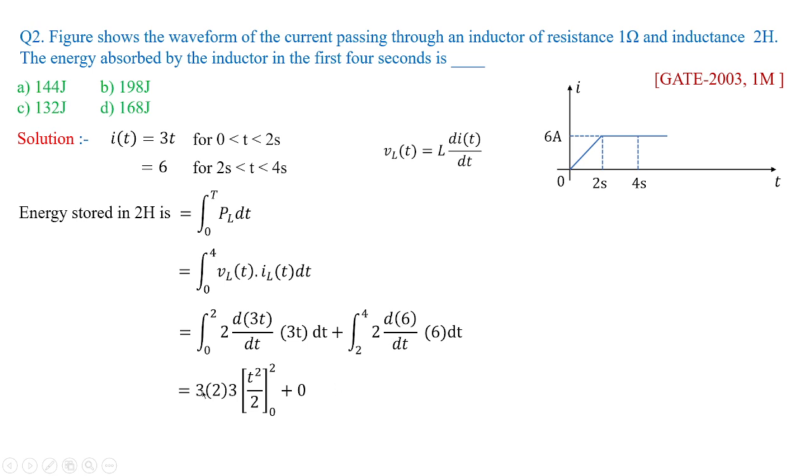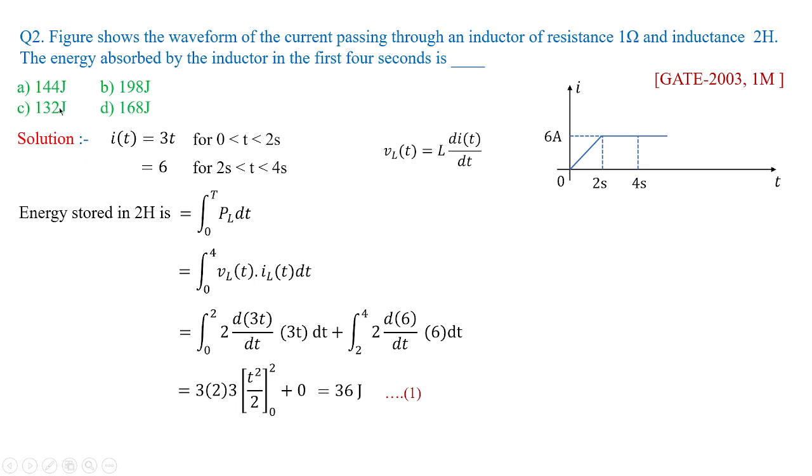Now this becomes 3 into 2, 6 into 3. Now this becomes 3 into 2 into 3 divided by 2. So in fact this becomes 3 into 3, 9. And you have upper limit as 2, so 2 square minus 0. So what will the limit give you as the value? It will be nothing but 36 joules. So I'm treating this as equation 1.